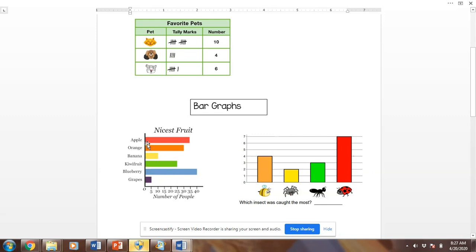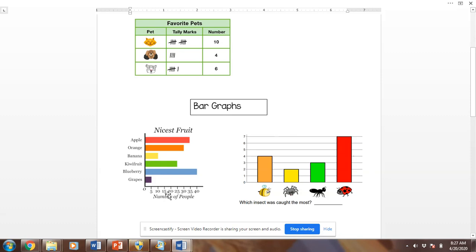Yep, and you can see it's called a bar graph because it looks like a bar, right? It looks like a bar. This is a bar graph, very similar, only it's going up and down, right? So this is a vertical bar graph. This is a horizontal bar graph. You'll be doing both. Today in this lesson, I believe most of them are horizontal, but later on you're going to see both.